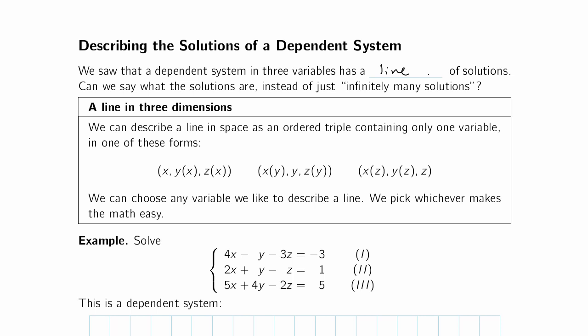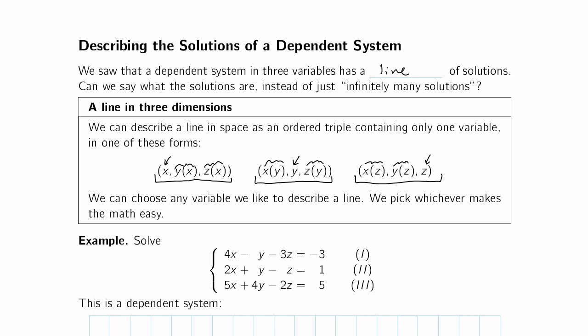But one simple way is to just describe an ordered triple where one of the variables is left plain, and then the other 2 variables are described in terms of that variable. So only one variable will appear in the triple that we end up with. Now, we can choose any variable that we like. What we will do is choose whatever variable makes our math easiest.